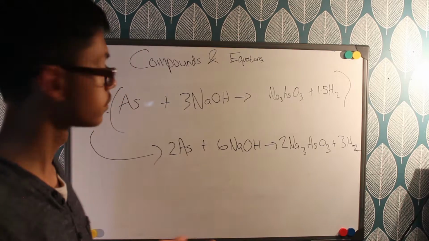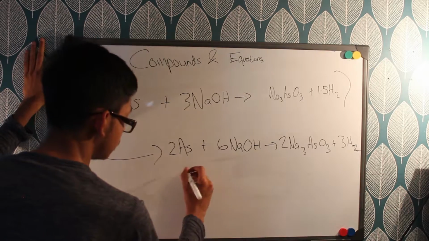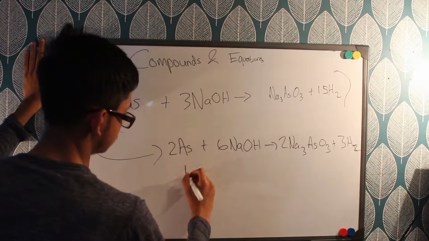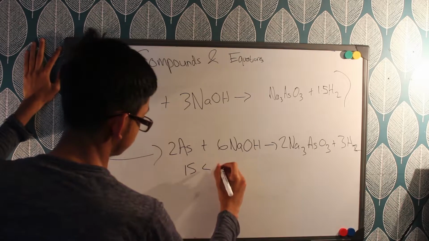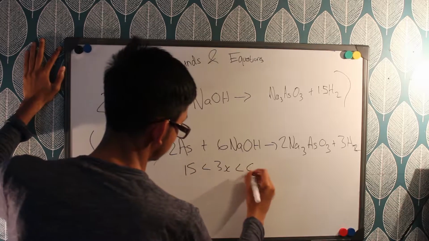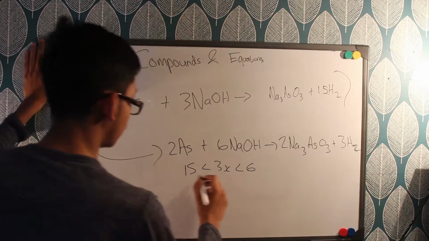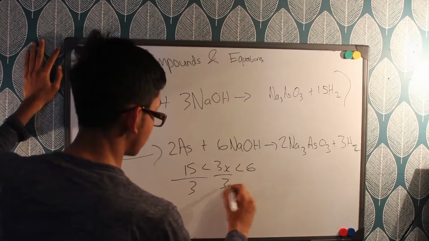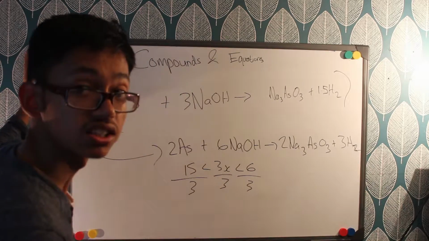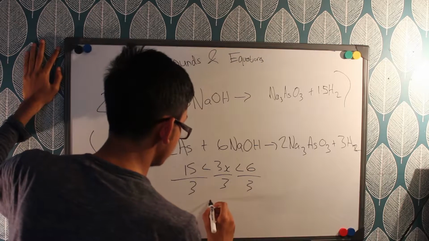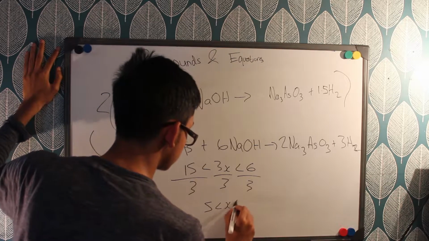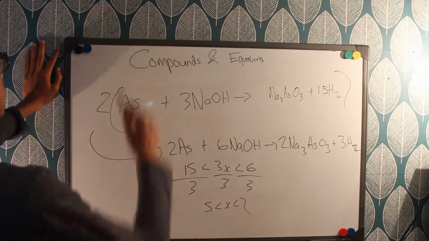It's like in maths where, let's say I have an inequality. So let's say I have 15 leads to 3x leads to 6. Now if I want to get x on its own, I have to divide every side by 3, so it just stays uniform in that. So that would be 5 is less than x is less than 2. It's the same concept applied in chemistry.